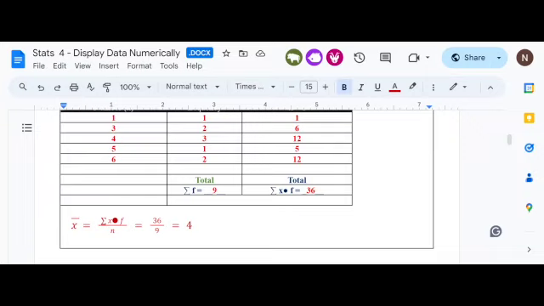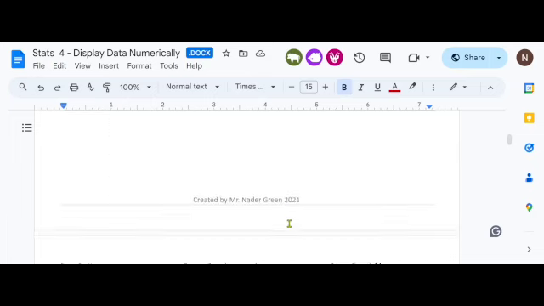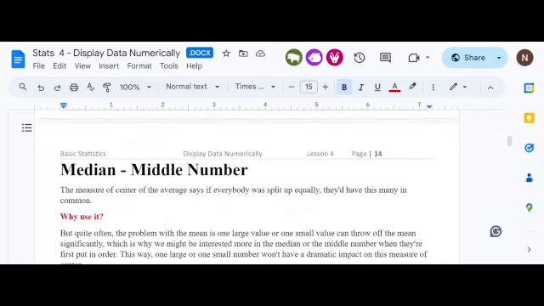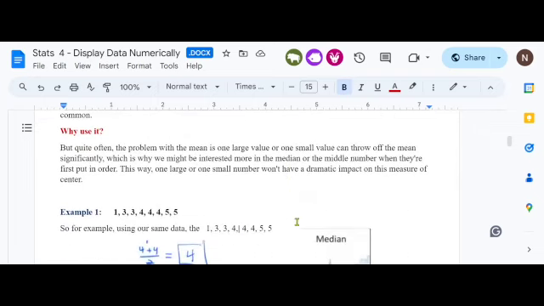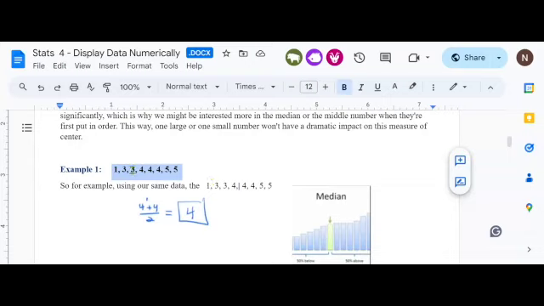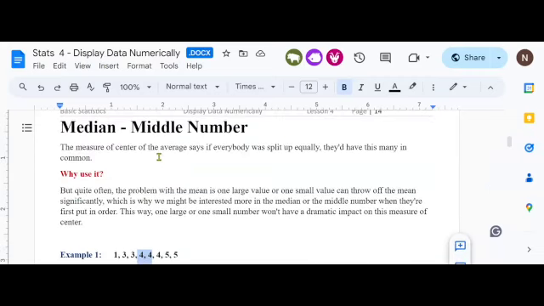So let's move on. The next step is, what do you think? Median. Median is what? The middle number, right? So I have here the same numbers: 1, 3, 3, 4, 4, 4, 5, 5. I need to get the median. You have to put the numbers in order. So how many numbers do I have? 3 here, 3 here, and 2 in the middle. So you have to add those and divide by 2. That gives you the middle number, or the median. Is this clear?